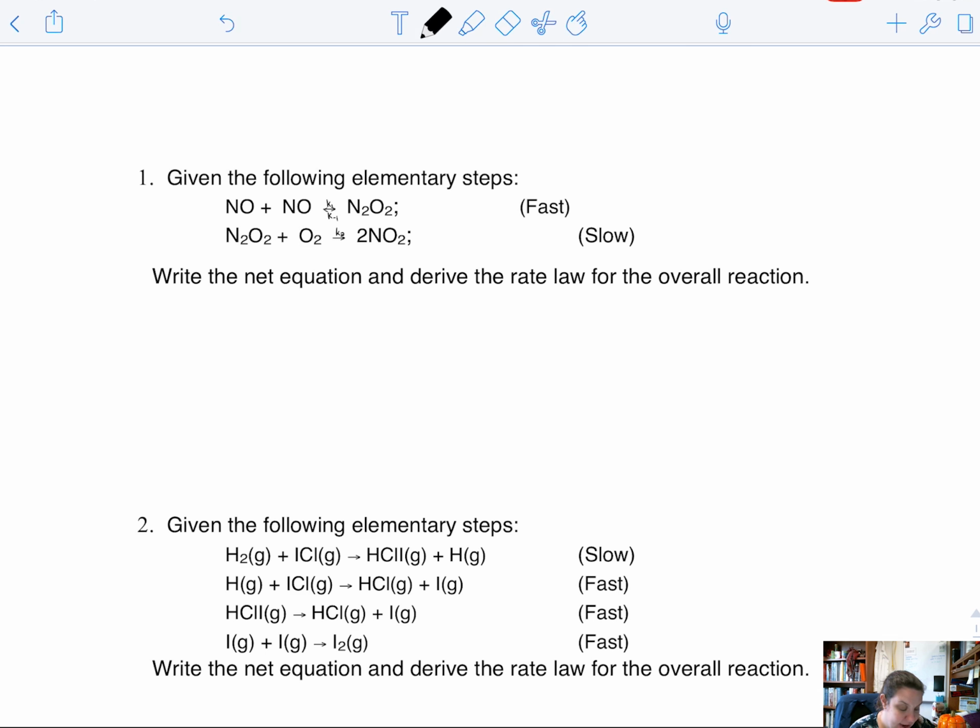Okay, so today I'm going to go over elementary rate laws. So looking at elementary steps and determining our general rate law from this. So let's start with number 1.